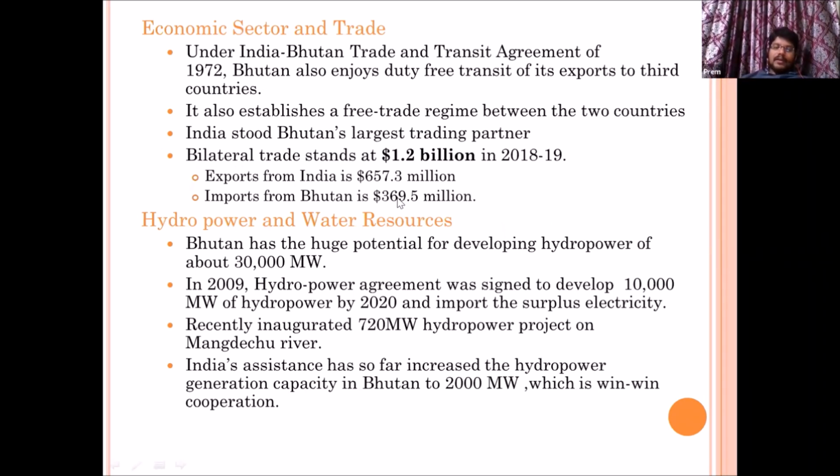And India is developing very rapidly, so we always have power demand. That is why we said it is a win-win cooperation. As part of that, there were many projects, and the major project Modi inaugurated in 2019 is the 720 megawatt Mangdechu River project. But the problem here is we envisioned that by 2020, 10,000 megawatts should be generated, but so far only 2,000 megawatts has been achieved. That means 8,000 is not achieved at all. That is the potential we have with Bhutan in hydropower generation.